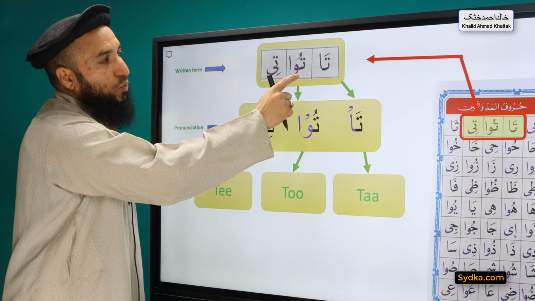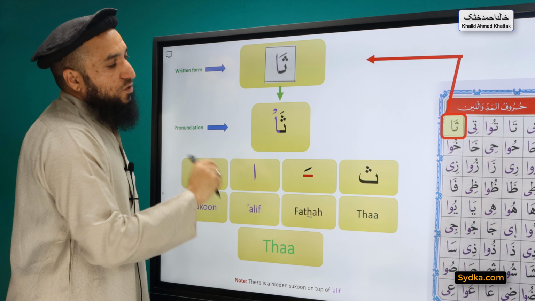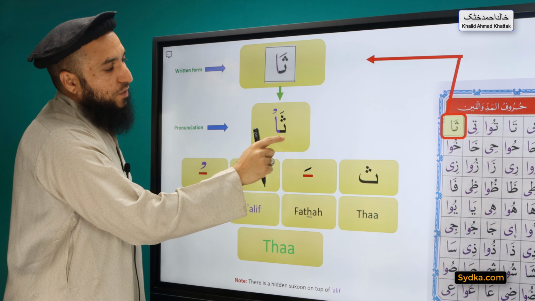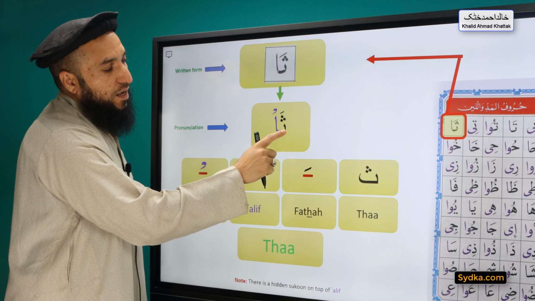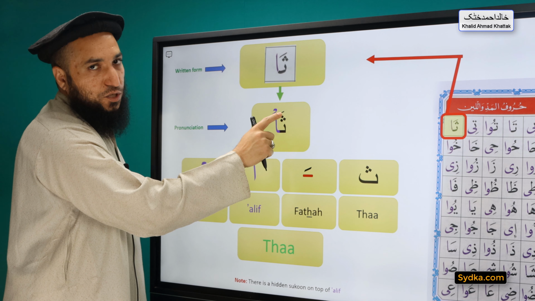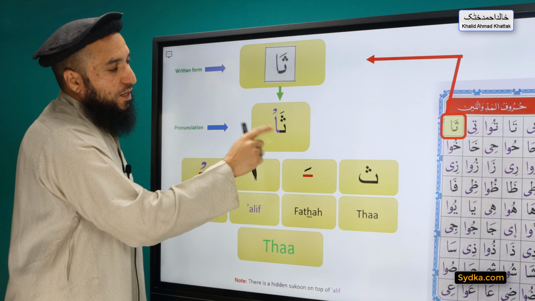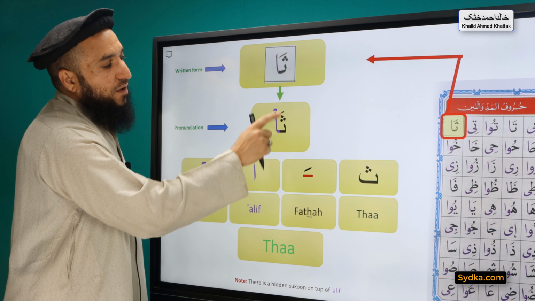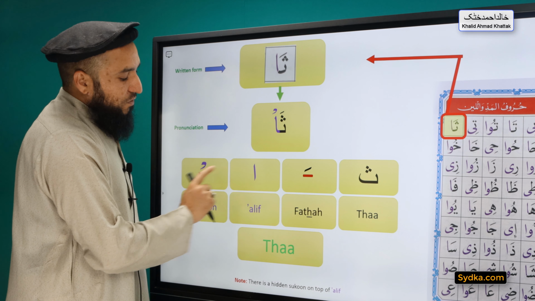The next syllable we have is tha fatha alif sukoon. That's the written form. This has a hidden sukoon here, and this is the pronunciation. Tha is a light letter, it has fatha on top of it, it is followed by alif, and alif has a hidden sukoon. Tha fatha alif sukoon tha.